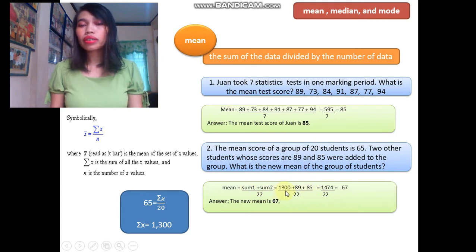So you add 1,300 plus 89 plus 85, that is 1,474, all over 22. So that is 67. The new mean is 67. So this is how you solve this problem. Okay, so that is the mean. Let's proceed to the median.